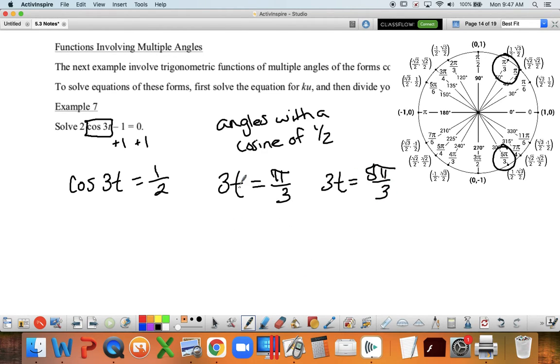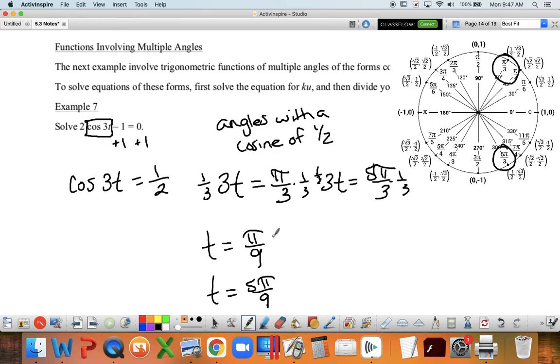But I want to solve for the actual value of t. I don't want to solve for 3t. So I need to multiply both sides by 1/3 or divide by 3. So I get t equals pi over 9. Same thing over here. I'm going to multiply by 1/3. Or t equals 5 pi over 9.